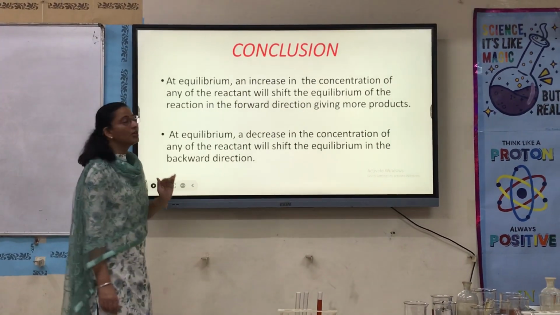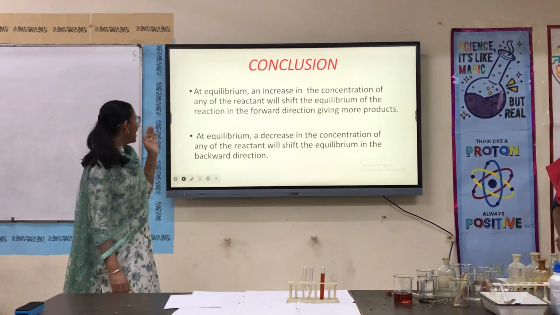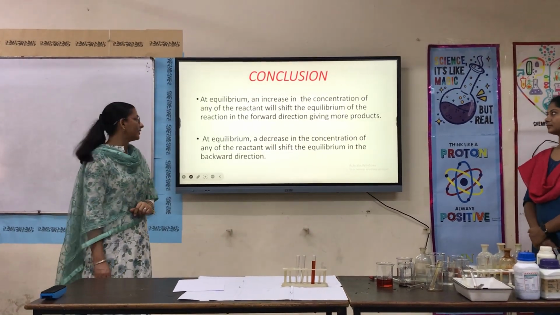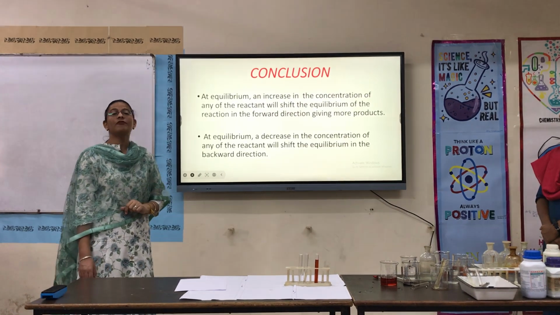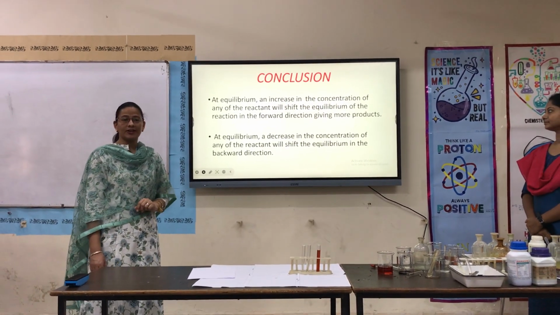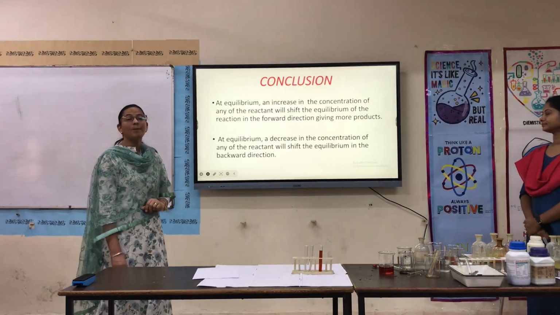So we can conclude that at equilibrium, an increase in the concentration of any of the reactants will shift the equilibrium of the reaction in the forward direction, while a decrease in concentration of any of the reactants will shift the equilibrium in the backward direction.